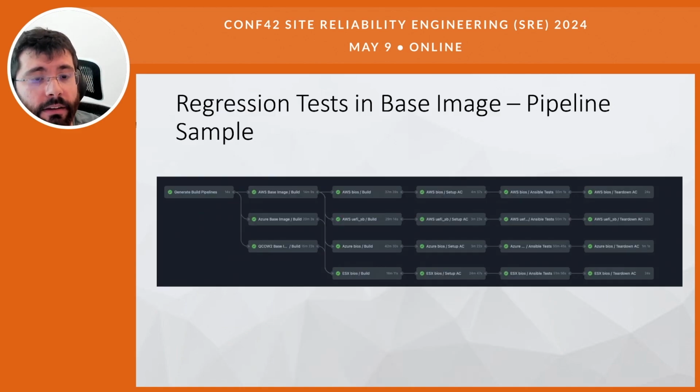In this slide, you can see we have a job that generates the pipeline. In this case, we are generating for everything. Then we generate for the base image, for AWS, for Azure, and for GitHub. And then the base image for AWS will generate for views and for secure boot. And each one will generate a setup of the environment, then the test and tear down.